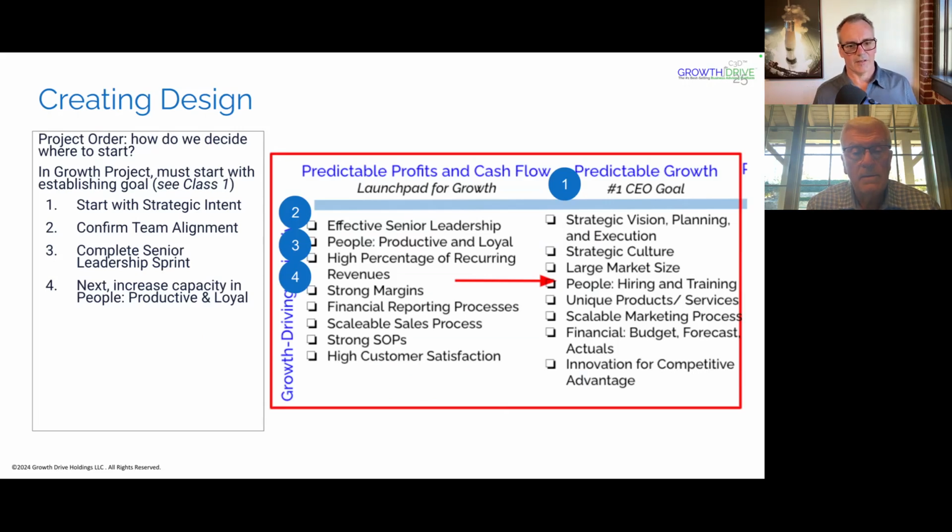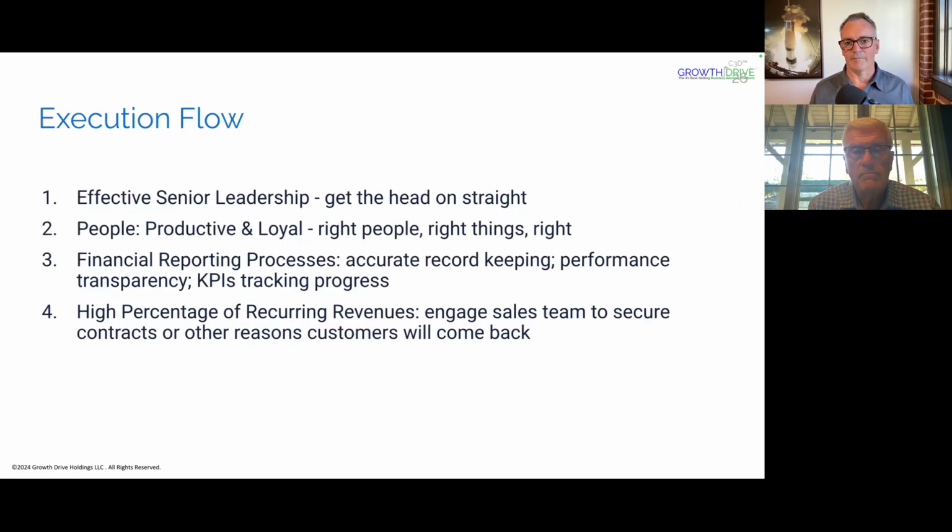So how do we decide where to start? One is knowing the CEO's goal, and then we get the head on straight, and then we get the people productive and loyal, and then we make sure we've cemented our recurring revenues, et cetera. Okay. There is an implied process and order of battle in the methodology, but this is not a perfect world, okay? It is not a perfect world. So remember, figure out what you actually have to work with and how you might need to improve it, and work with your client on that.